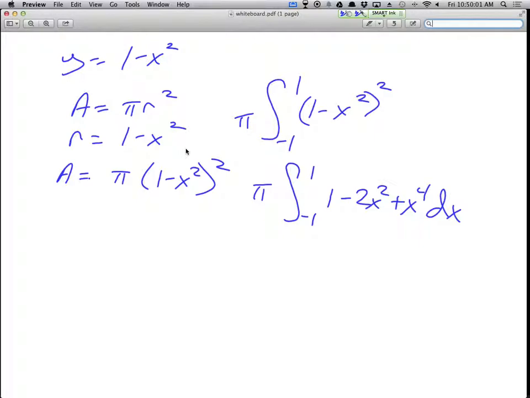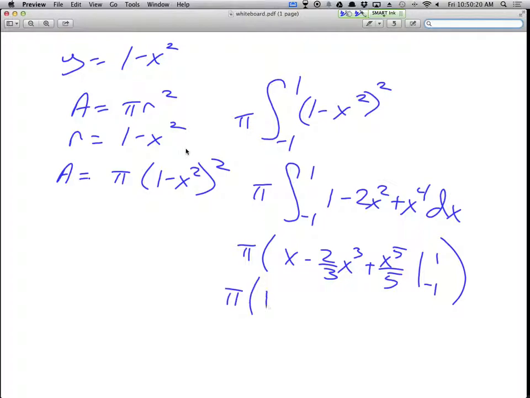Alright, so it's going to be x minus 2 over 3 x cubed plus x to the 5th over 5, from -1 to 1. Which one gets plugged in first? 1, so that's going to be 1 minus 2/3 plus 1/5. Plug in the -1, that's -1 plus 2/3 minus 1/5.